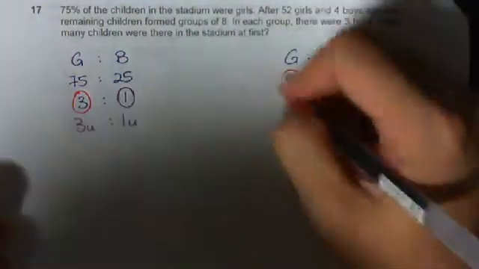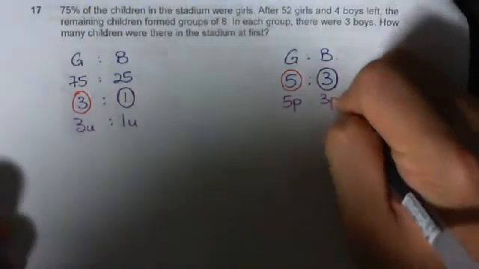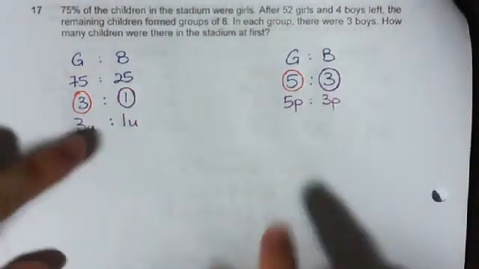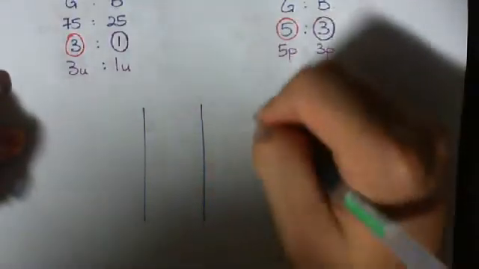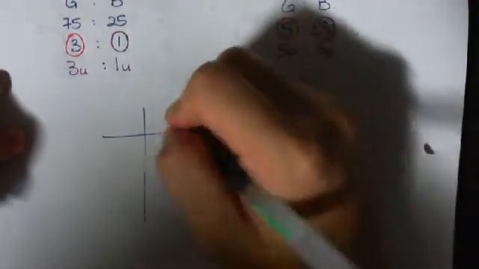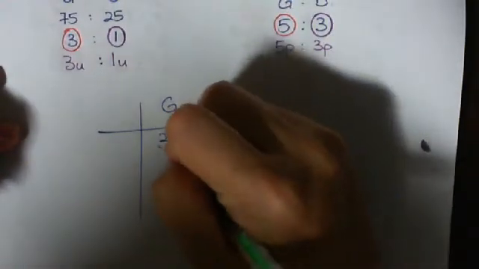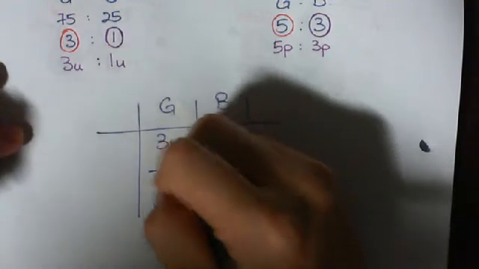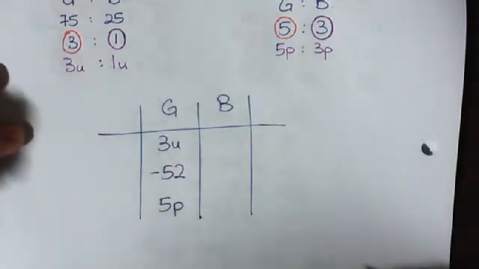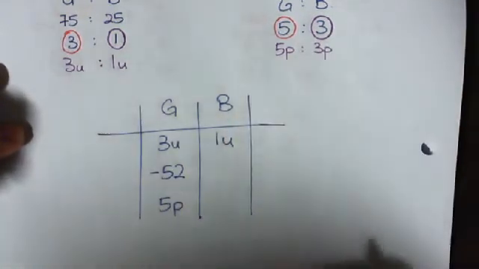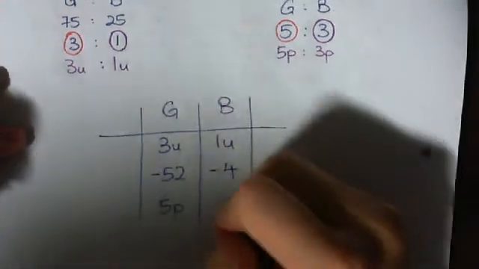So to make it clearer, I'll call this U, 3U to 1U. I'll call this parts, 5 parts to 3 parts. How did this become this? Simple. I'll draw a grid line so that it's a bit clearer. Now this is for girls and this is for boys. These 3 units of girls, after taking away 52, became 5 parts. For the boys, 1 unit take away 4, it became 3 parts.